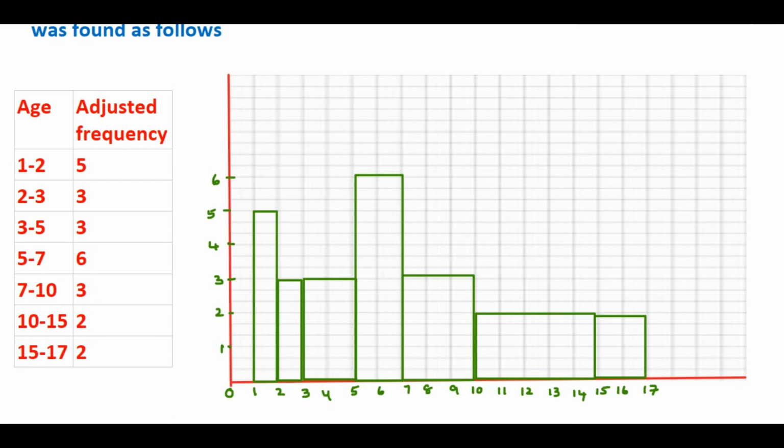So I have completed this histogram. We can see that 1 to 2 it is 5, 2 to 3 the frequency is 3, 3 to 5 it is again 3, and we can see that all the rectangles are not of uniform width. The width depends on the adjusted frequency.